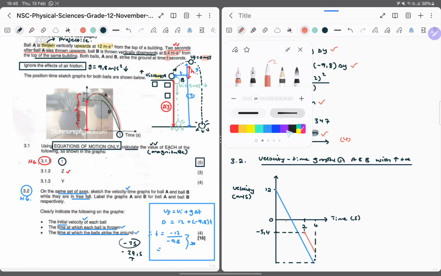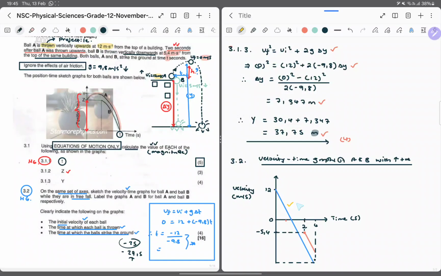Let's choose another color to mark. So we will get the mark for the two shapes because these are parallel. Remember, the acceleration is the same, so the gradients must be the same, meaning these must be parallel lines. We get a mark for these shapes. Then we were told to show the initial velocity for each.